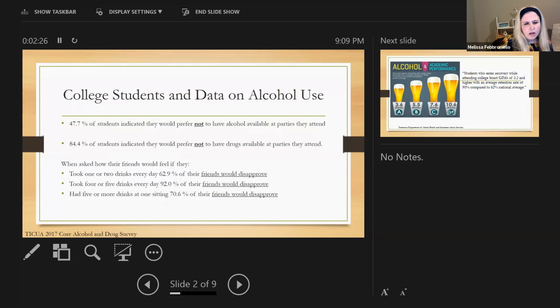And then they were asked how their friends would feel if they took part in certain behaviors. If they were to drink 1 or 2 drinks every day, 62.9% of those students felt that their friends would disapprove. If they were to have 4 or 5 drinks every day, 92% felt that their friends would disapprove. And if they were to have 5 or more drinks in one sitting, 70.6% said that their friends would disapprove. This was data combined from community colleges and 4-year universities, across the board.